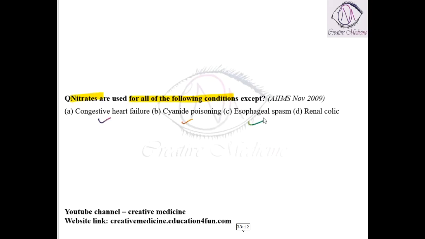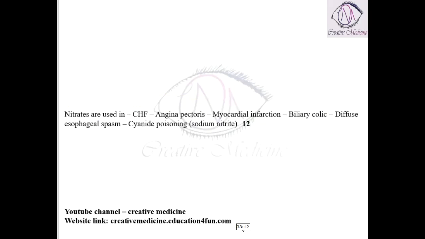cyanide poisoning, esophageal spasm also. It is not used in renal colic. They can be used in biliary colic, not in renal colic. So uses of nitrates are congestive heart failure, angina pectoris, myocardial infarction, biliary colic, diffuse esophageal spasm and cyanide toxicity.